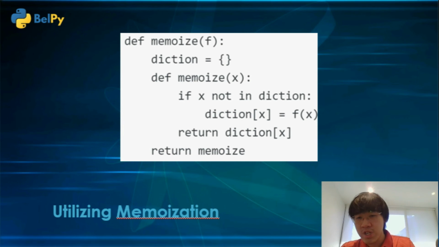So in this case scenario, we're putting in a dictionary. What we do here is define memoize. We check whether the input is in the dictionary or not, and if it's currently not in the dictionary, then we execute the memoization. Then we can return the result from the dictionary.